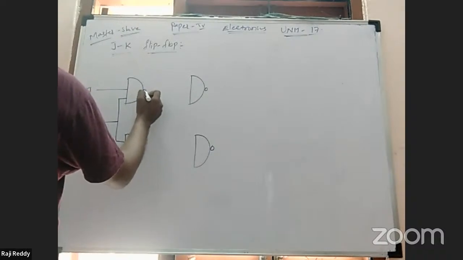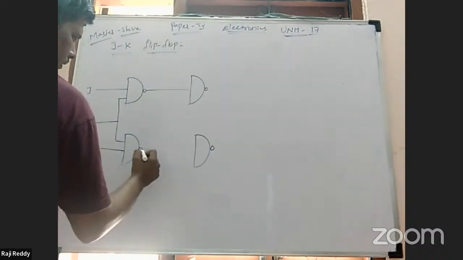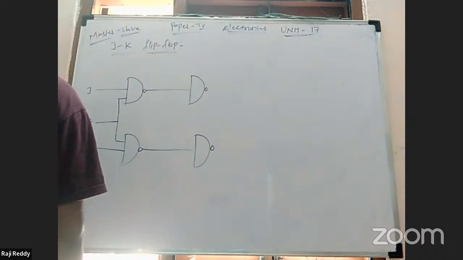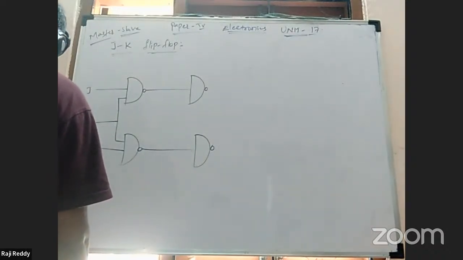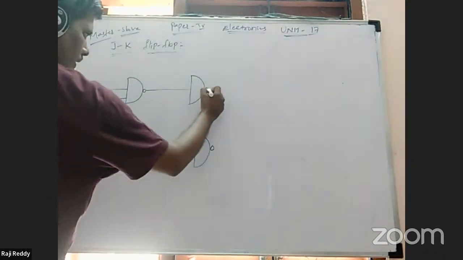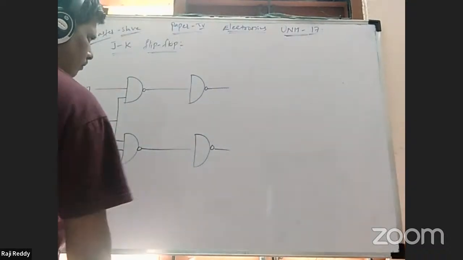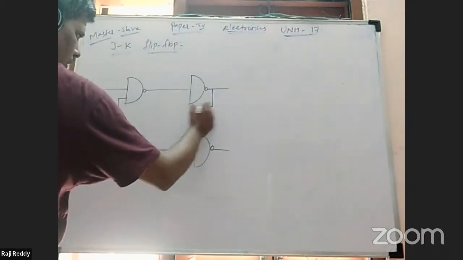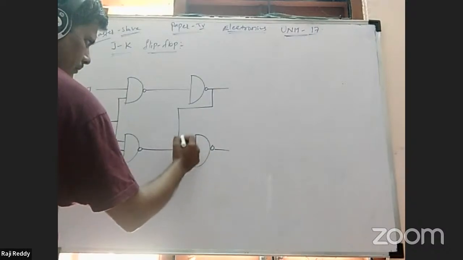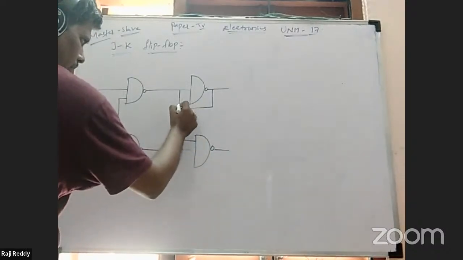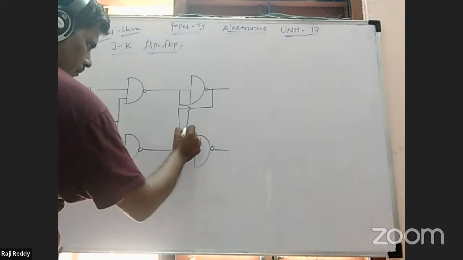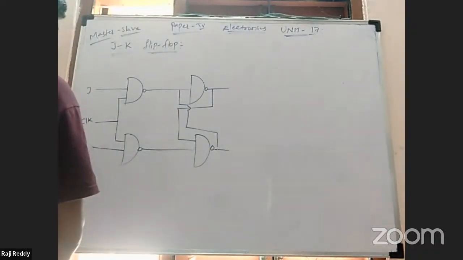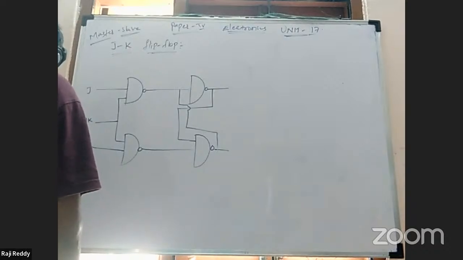This input is connected to the second one, which is connected to the output. This is the output. This output is connected to this input, and this one input is connected to the second output, like coupling type.